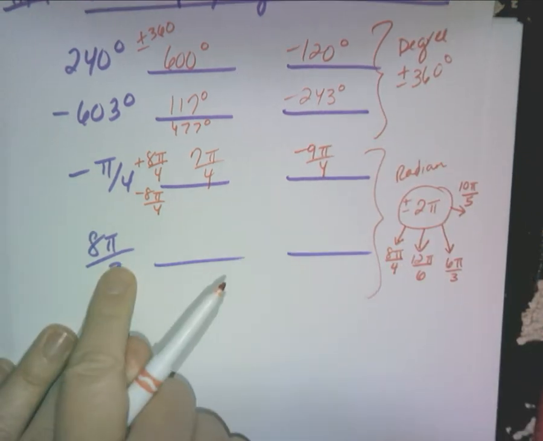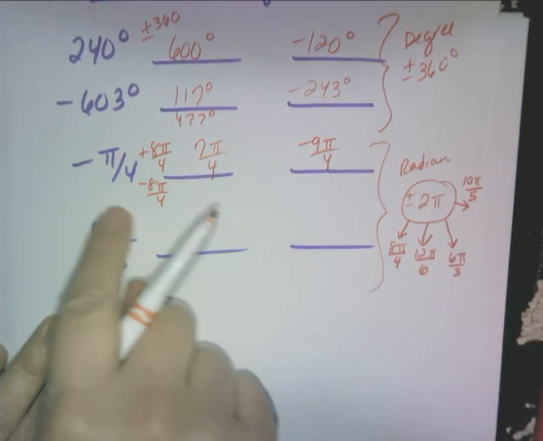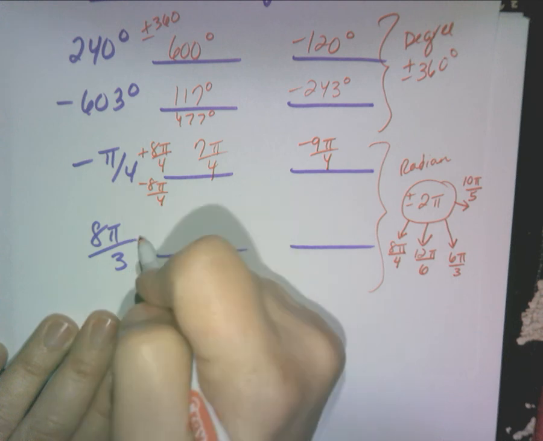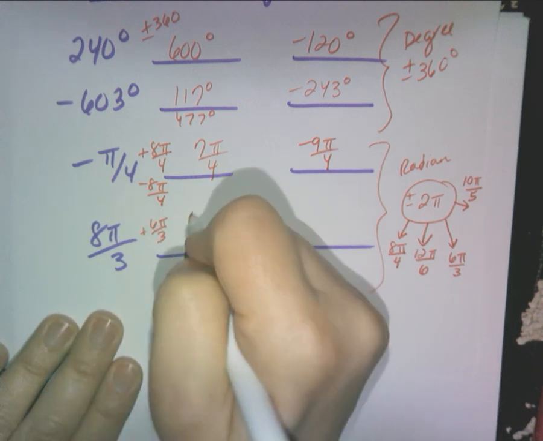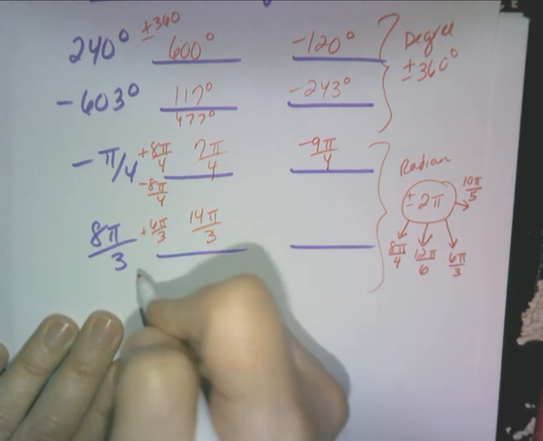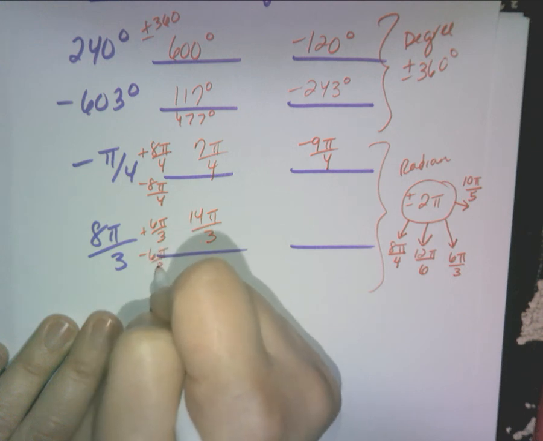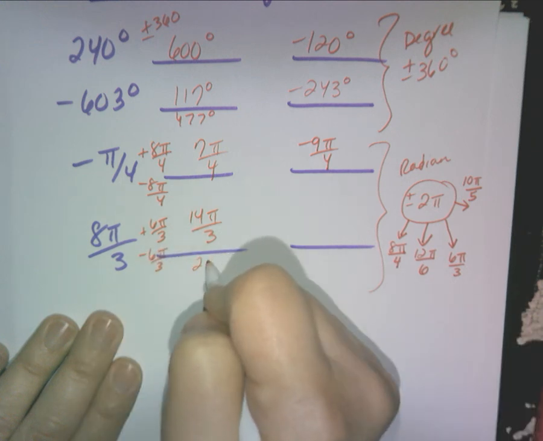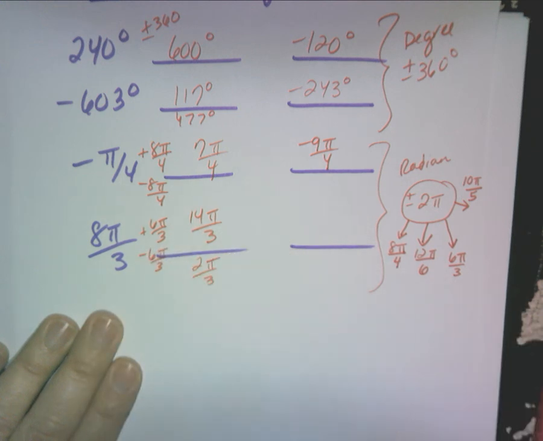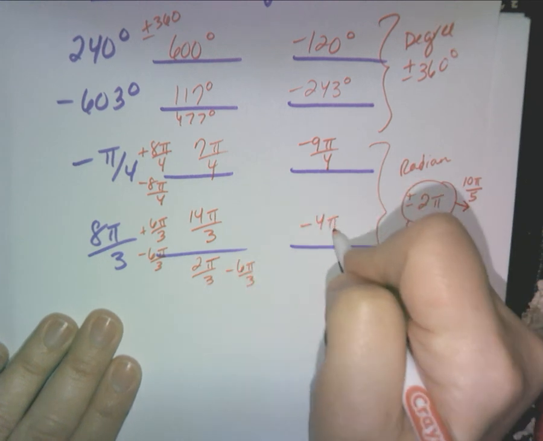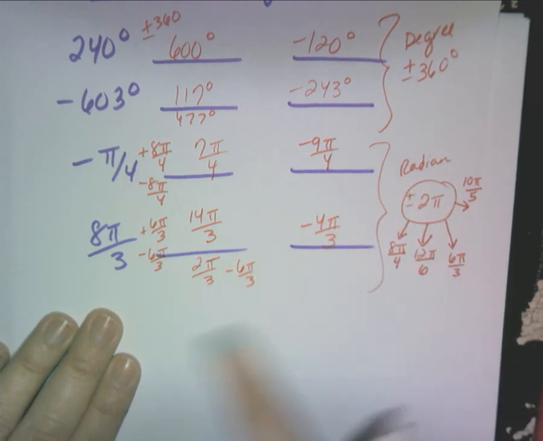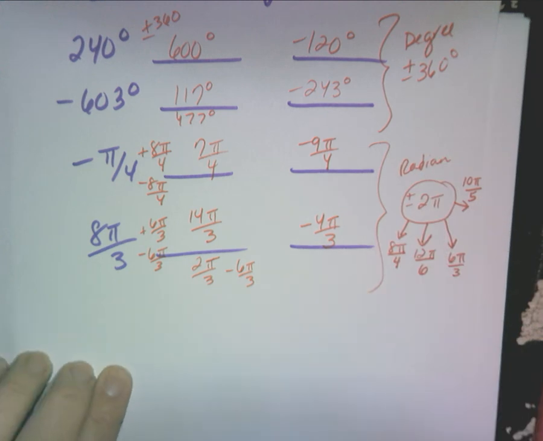All right, let's do it to this one. I'm going to add 2 pi, but really I'm going to add 6 pi over 3, which would be 14 pi over 3. I'm going to take away 6 pi over 3. Ooh, 2 pi over 3, that's not negative. So what do I have to do again? Subtract another 6 pi over 3 to get negative 4 pi over 3, there's my negative. So hopefully that will help you out.